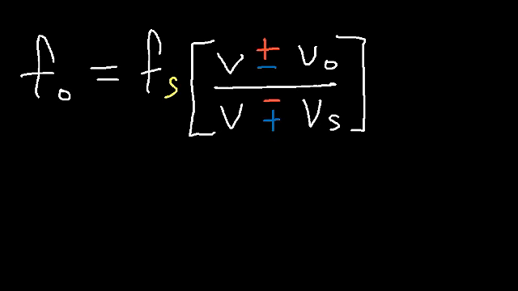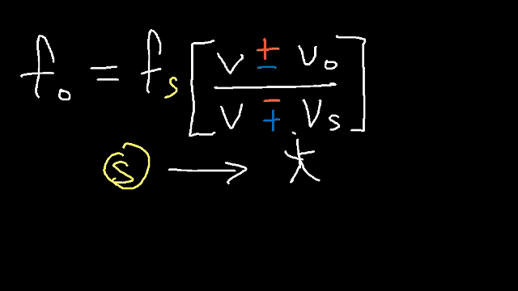So let's perform a brief exercise. Let's talk about what signs to use for different situations. Let's say the source moves towards the observer and the observer is stationary, the observer is not moving. If the observer is not moving, then V0 is 0. So that means that we don't have to worry about the signs on top. It's just going to be V on top.